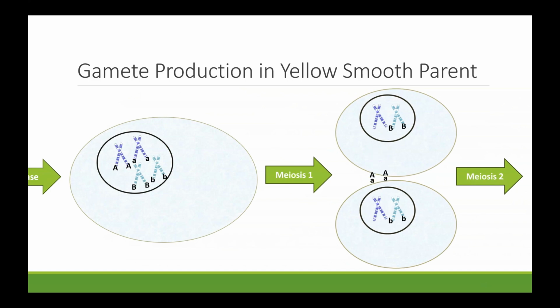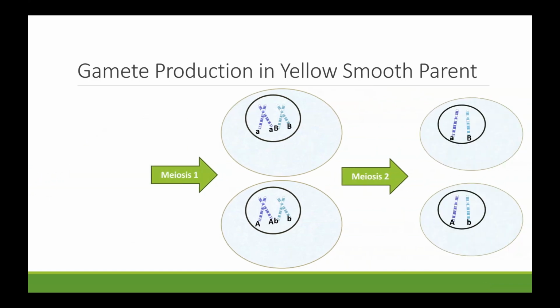So there's just as good of a chance that the recessive chromosome for texture could have ended up in the same cell with the dominant chromosome for color. So that's the situation you see on the top now. And then on the bottom, we have the dominant texture alongside the recessive color.